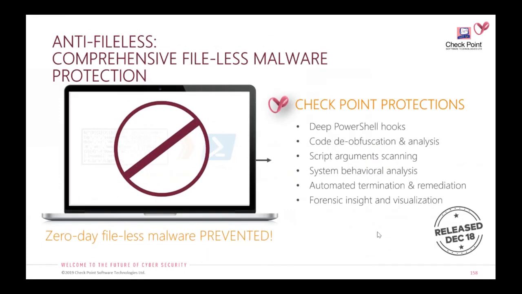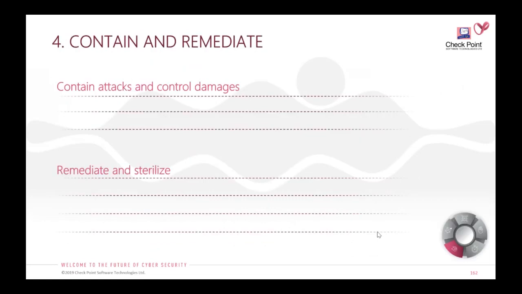So what kind of runtime protection? The file signature based protection available with Checkpoint: deep PowerShell hooks, code deobfuscation and analysis, and script argument scanning. So these techniques are available with the Checkpoint fileless malware protections.